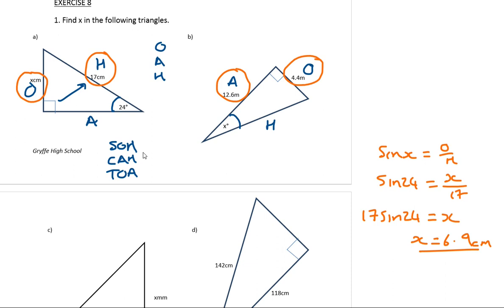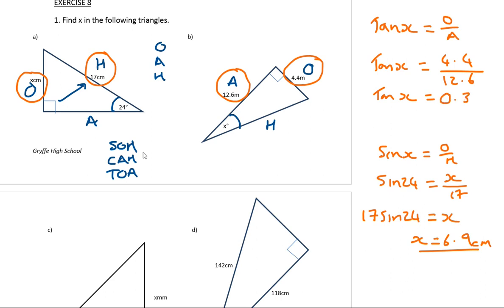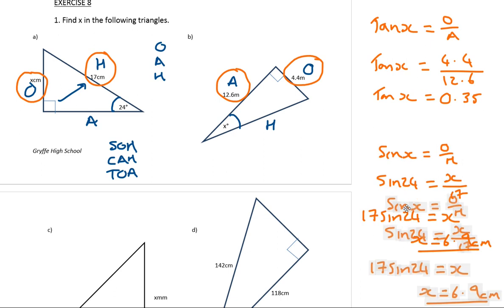So I can then say tan of x is equal to opposite over adjacent. That's TOA. And then I start filling in. I'll say tan of x is equal to 4.4 divided by 12.6. So tan of x is equal to, I'll just put this in, 4.4 divided by 12.6. So it's 0.35.